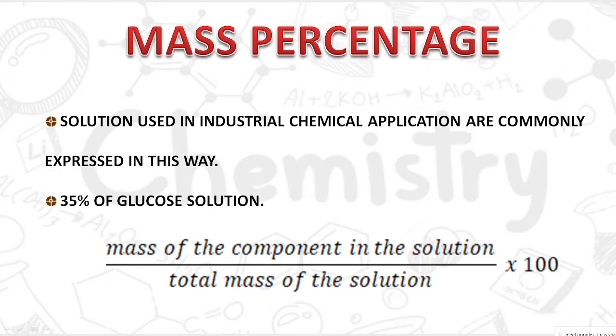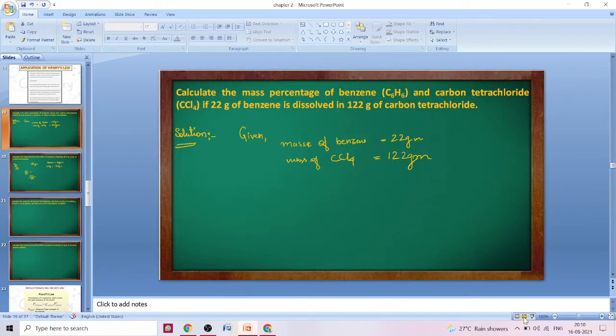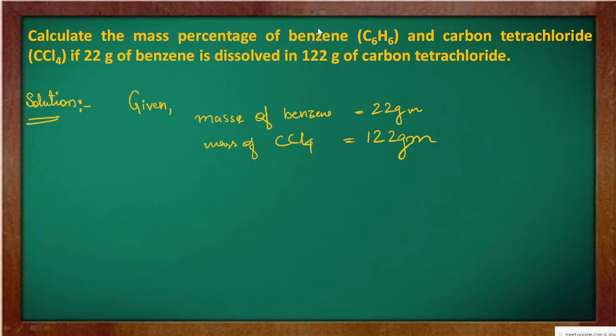Now in my case, in this question, the mass of benzene is given as 22 gram and the mass of carbon tetrachloride is given as 122 gram. So now let's begin, I'll show you how to do it. Here I have to calculate the mass percentage. First of all, the mass percentage of benzene. For the mass percentage of benzene, what is said? Mass of the solute divided by the total mass of the solution.